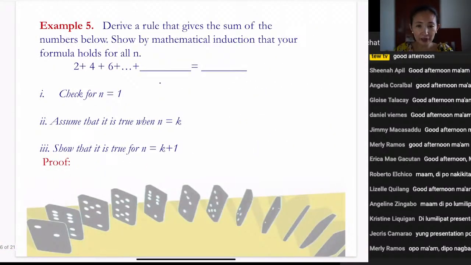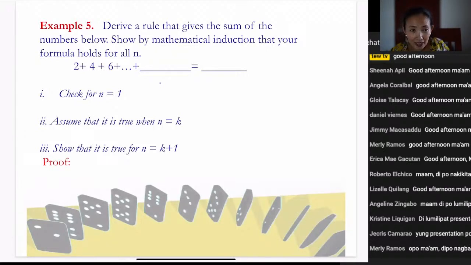Okay, number 5. Are there questions at this point? Can you follow? What time is it? 4:22 na pala siya. May I leave this as your assignment then? Okay? So for number 5, this is what you are to do.